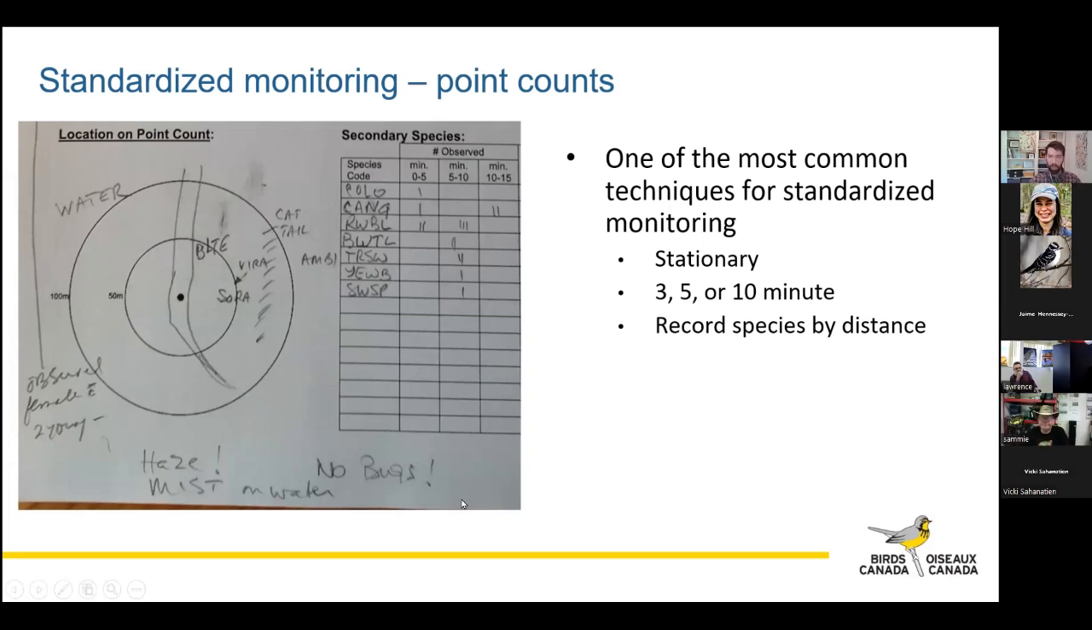Sometimes you're recording things like bugs in this example here as well. But it's a great way to have kind of standardized data. You're mostly listening for song, but you're also looking for birds. And when the bird is detected helps tell you a bit more about how often it's singing and different things like that. And you can get pretty accurate counts of the species and the numbers of different individuals that you're seeing during this time, especially as you're using this diagram to help record where you're hearing each bird through the point count.